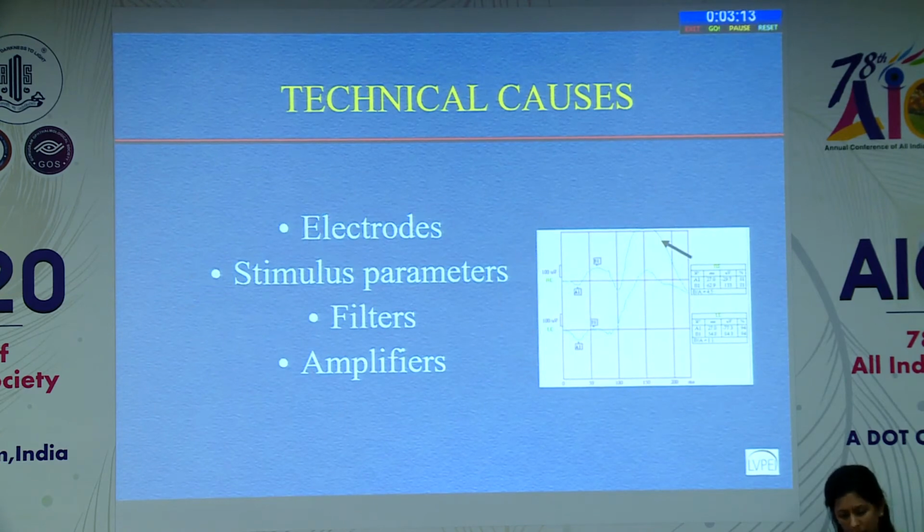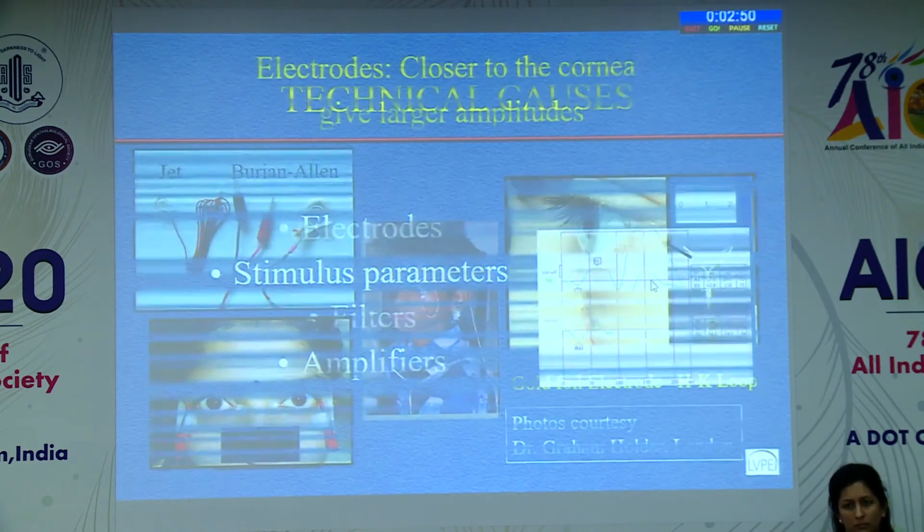Then coming to technical causes, I think electrodes are the most important. I have just put here something like a blink artifact. So how do you know that it's an artifact? One, because it's not reproducible. So we've recorded twice and it has come different each time. And second, there is no ERG which comes so late. So both the timing and the non-reproducibility tell you that this is an artifact and this is not a true waveform.